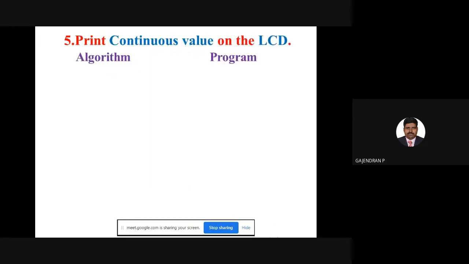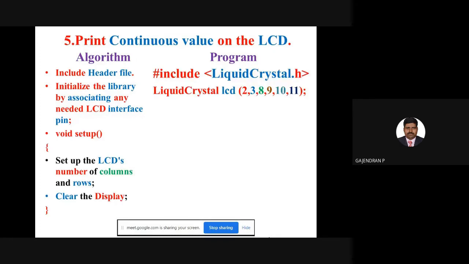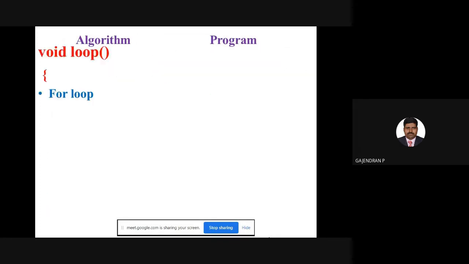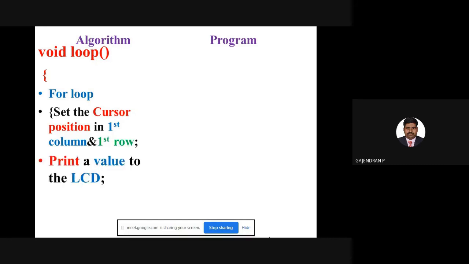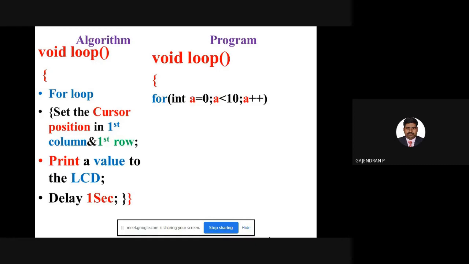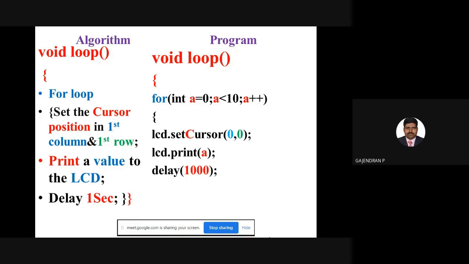Very simple. Come to your program part. The setup, I am going to skip simply. In the loop function, create a for loop. For our exercise, I am going to create one for loop and set the cursor position. Then I am going to print the value of the particular variable. Then delay. Come here, this is a very simple C program. Here I initialized one variable and gave the condition. Then I increment, set the cursor and start printing the value. Shall we check this one? Come.